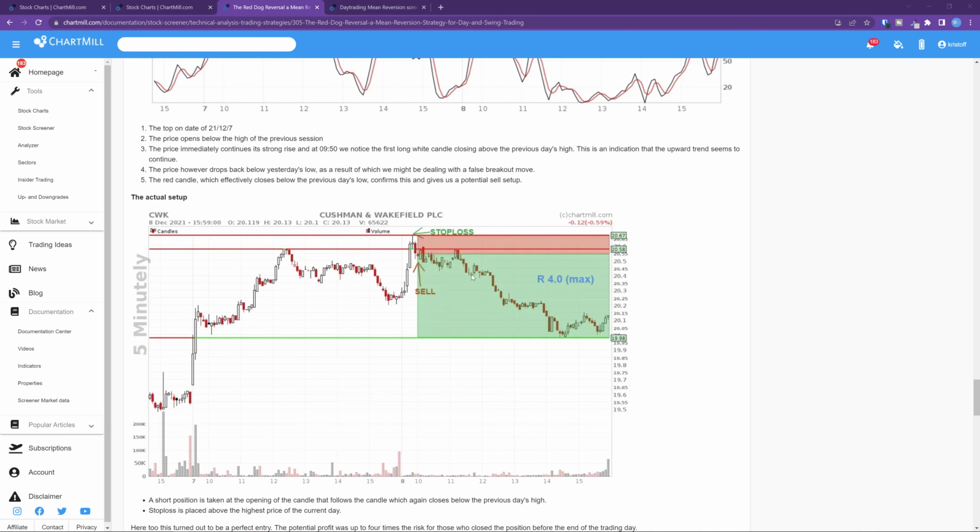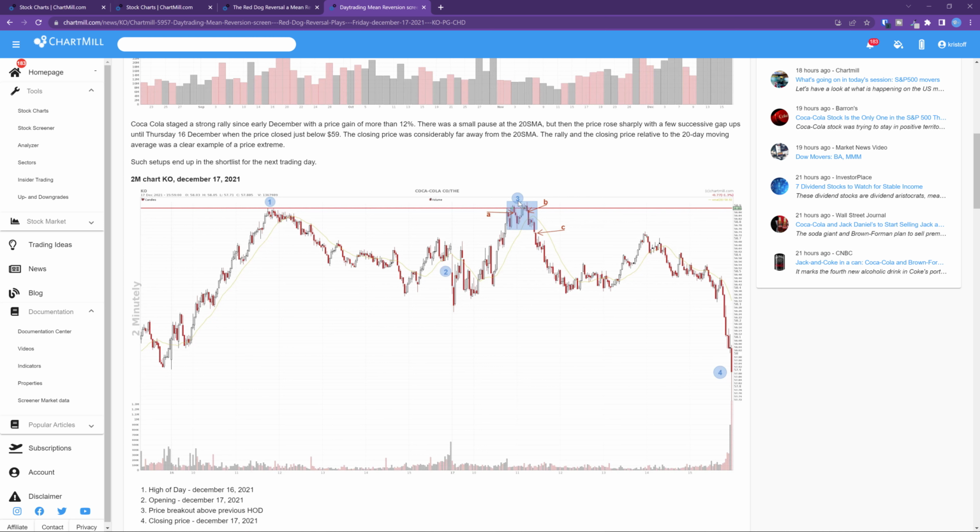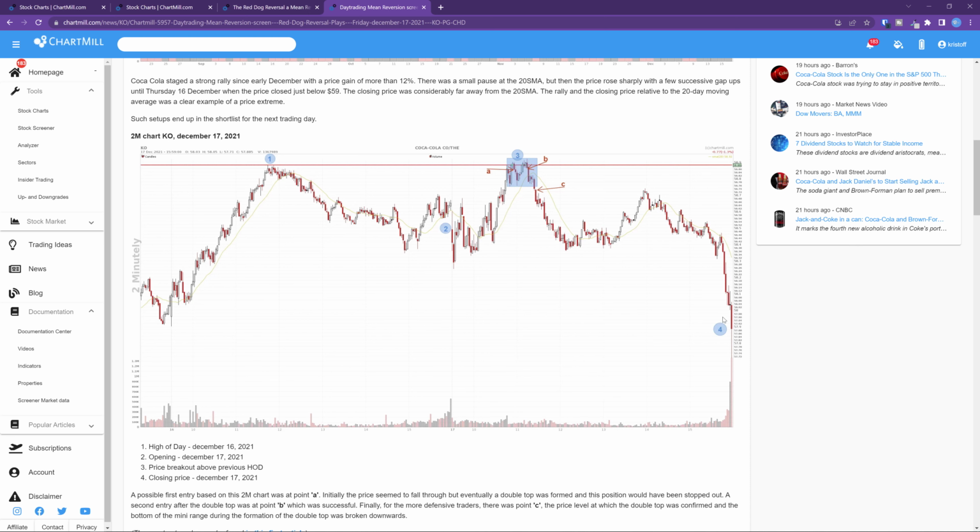Now, it's also possible, as seen in this example of Coca-Cola on December 16, 2021. Also a short setup, price versus SMA 20, price extreme, so price is far above the ascending SMA 20. If we take a look at the intraday chart, the first close above the previous high, and price went down but came back up, forming a double top. So in this case, the first position would be a minor loss, but the second attempt, that was a very great entry. As we take a look at the closing price, that is a very big profit.